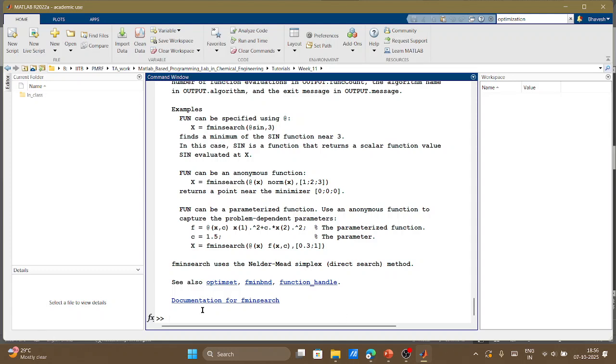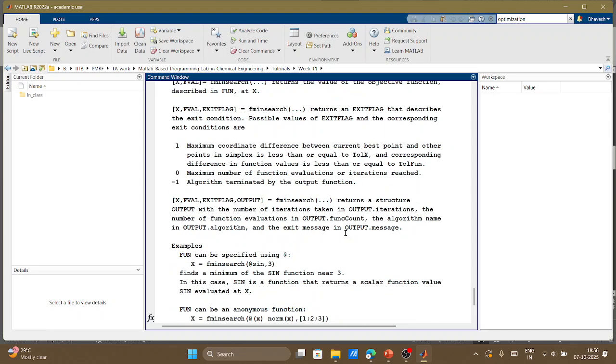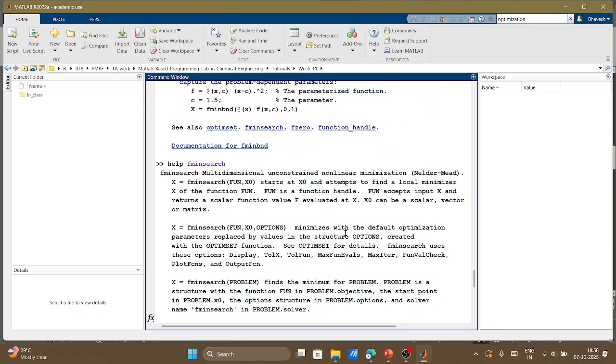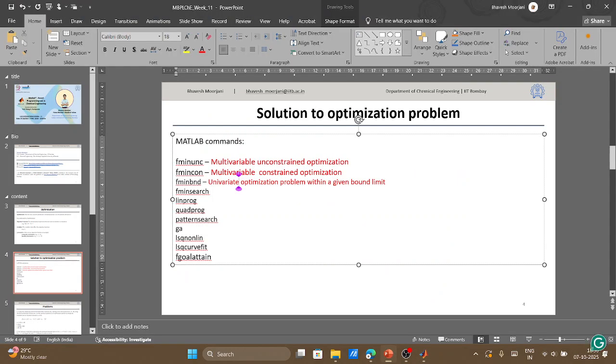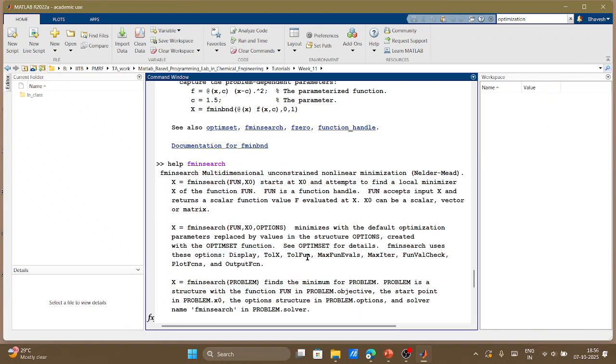Okay, so here we are. We looked at the three commands, right? One, fminbnd, which is univariable, fmincon, constrained, and fminunc, unconstrained. Now we have fminsearch. Fminsearch is a multi-dimensional unconstrained nonlinear minimization problem. Okay, so again the way you can provide it is you provide the function value, you provide the x0 value.